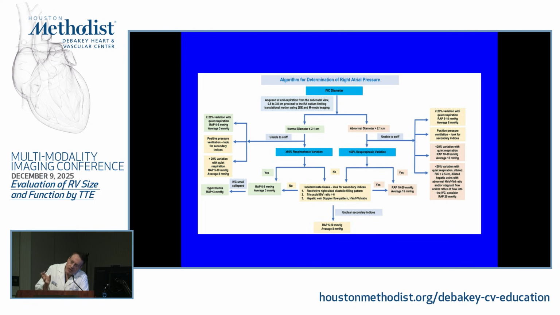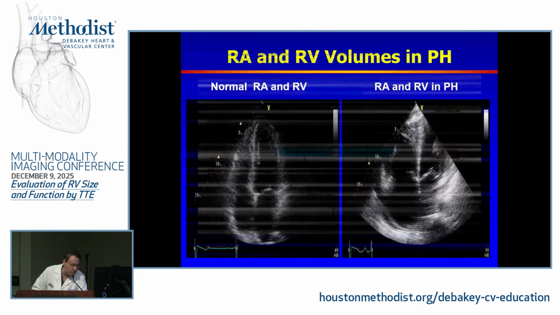What happens if you end up with one or the other? One or the other meaning the diameter is at most 2.1 centimeters, but the collapse is less than 50%, and vice versa: a diameter that is increased, but a collapse that is 50% or more. Here you go to other findings such as restrictive RV filling, the hepatic vein flow, the tricuspid E to E prime ratio more than 6. If these indicators are present, you shift it towards the high RAP. If they are not present, you shift it towards the low RAP. And if you don't have any of that, or you cannot proceed any further, then use a value in the middle, which is 8 millimeters of mercury.